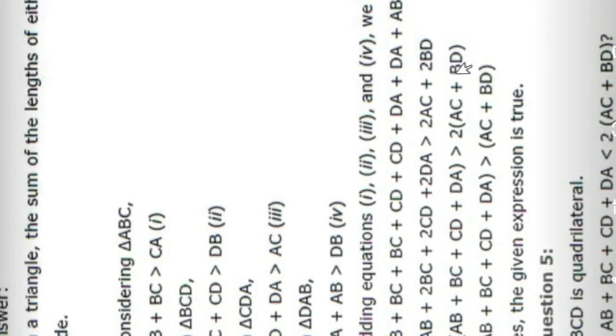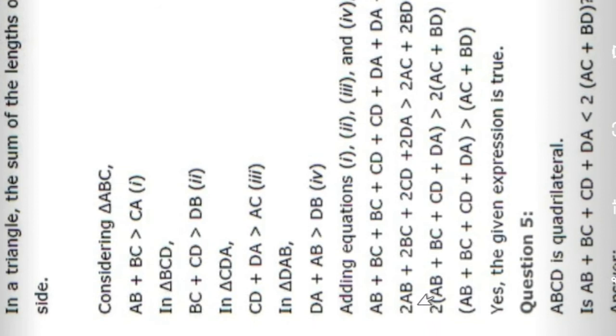So what can we write here? 2AB plus 2BC plus 2CD plus 2DA is greater than 2AC plus 2BD. So 2 will be common. AB plus BC plus CD plus DA is greater than 2 into (AC plus BD).